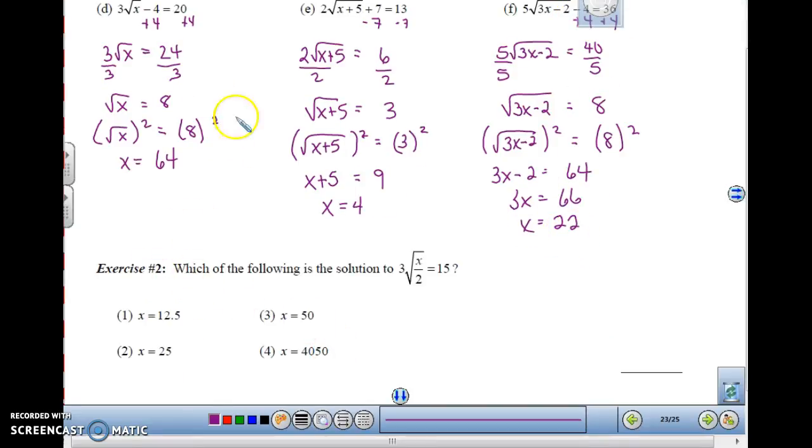All right, so now that we know how to do this, which of the following is the solution to 3 times the square root of x over 2 equals 15? See if you can work that out. We'll go over that one in class tomorrow.